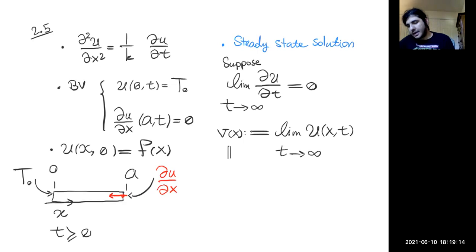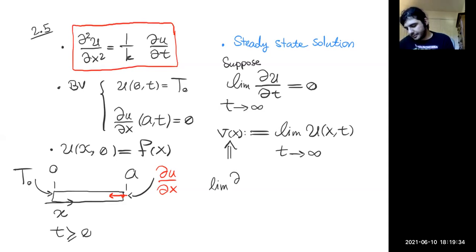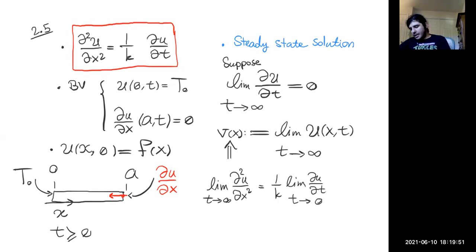So it gives us this steady state function, right? First we should solve this equation for the steady state function. How can we do that? We look at our equation here. We take the limit with respect to t, and we send t to infinity. Now, we know u will converge to v. So the left-hand side becomes the second derivative of v with respect to x. On the right-hand side, 1 over k is constant. Partial u partial t, well, our assumption says that is going to 0. So the right-hand side is just 0.